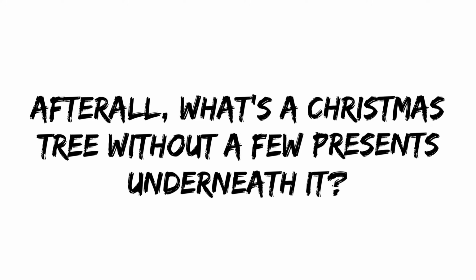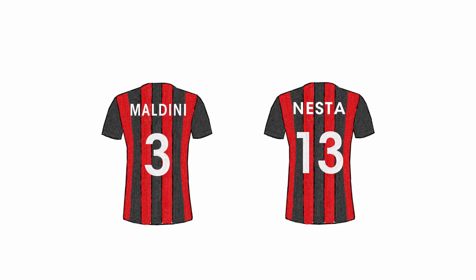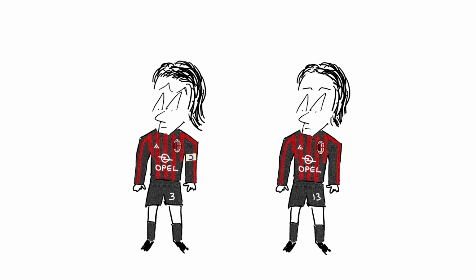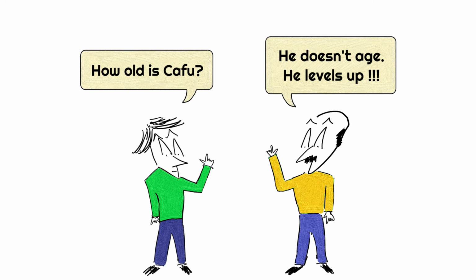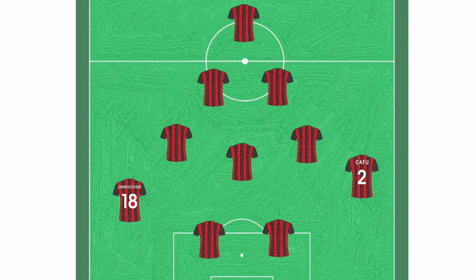After all, what's a Christmas tree without a few presents underneath it? Speaking of which, at the heart of Milan's defense stood two strong pillars of Italian football. Honestly, if Michelangelo crafted two defenders out of the finest Italian marble, he would have made Paolo Maldini and Alessandro Nesta. On the right side, you had an aging yet effective Cafu, who's one of the best right backs in history. His capacity to get up and down was crucial given Milan's lack of wingers in the formation, and he was helped by the lesser-known Marek Jankulovski on the other side.